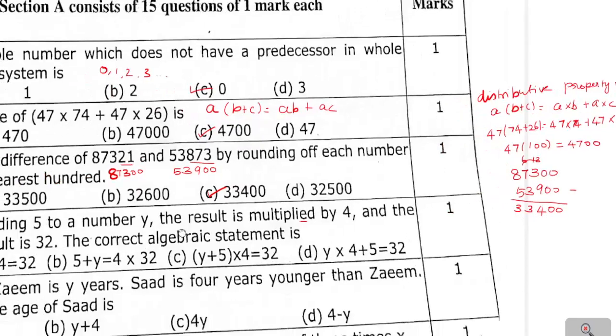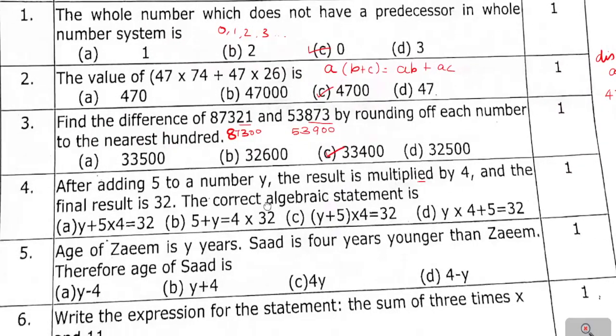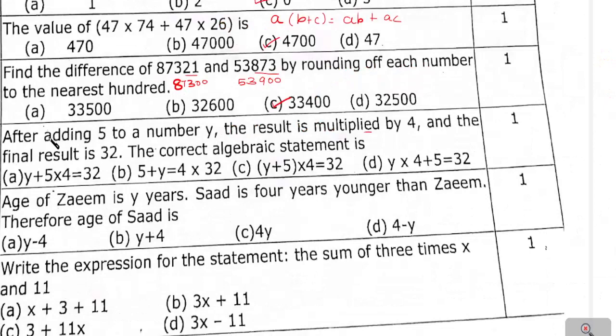The next question. Sorry, the question is, after adding 5 to number y, the result is multiplied by 4 and the final result is 32. The correct algebraic statement is, so we can easily solve it step by step. The first statement, after adding 5 to number y, we can write 5 plus y or y plus 5.